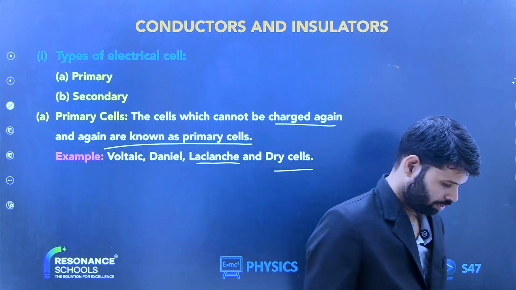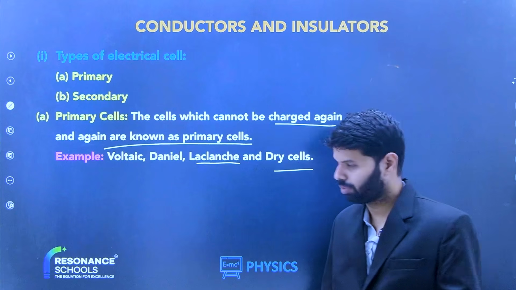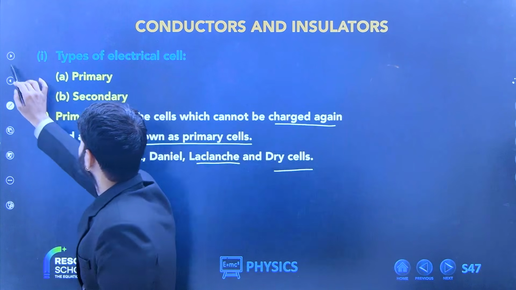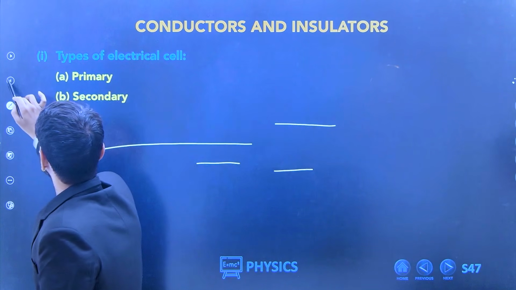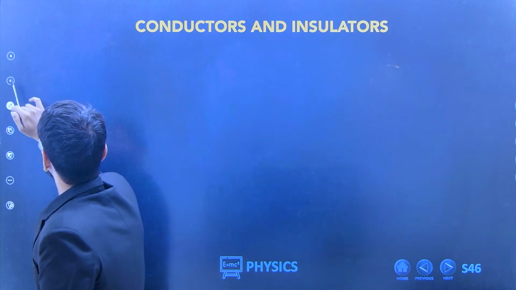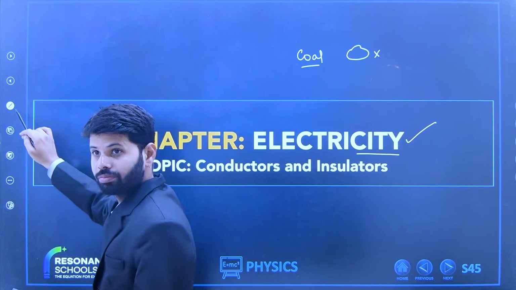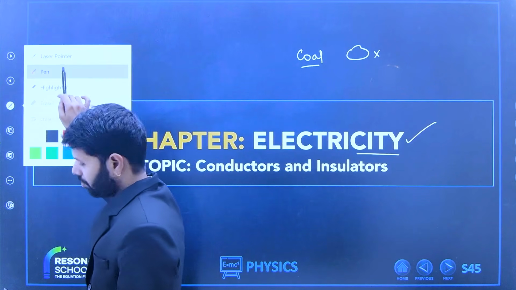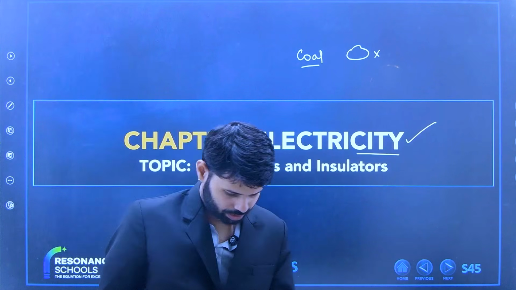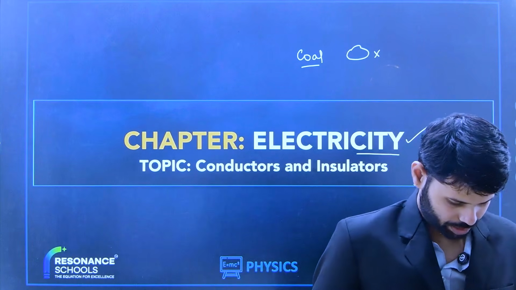So tell me, beta. First tell me what are conductors and insulators, then we will move forward. Right? First tell me what are conductors and insulators. Tell me. Conductors are the materials that allow electricity or heat to pass. Yes, yes, very good.